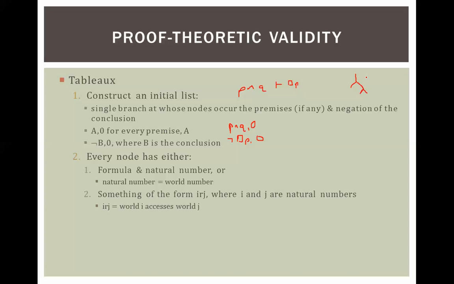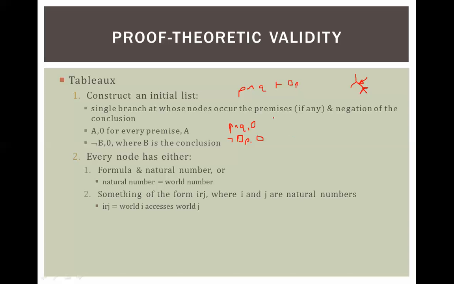Every node, when you're doing all the trees and all that stuff, every little node, there's an arrow. Every one of these little dots right here, right? Every node has either a formula and a natural number, right? Natural number means 0 or 1 or 2, something like that. Or something of the form IRJ, where I and J are natural numbers. IRJ is going to be the world related to another world.